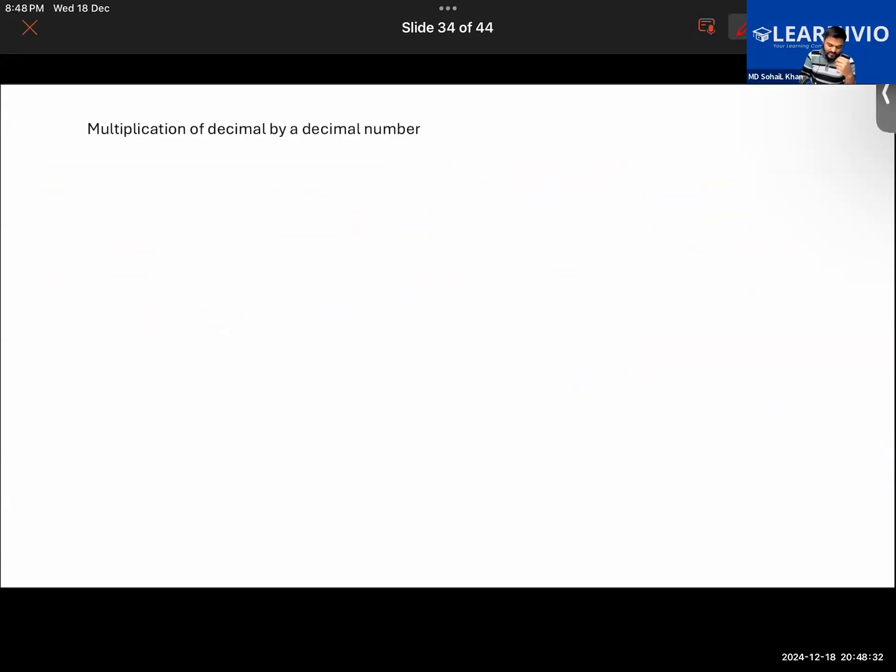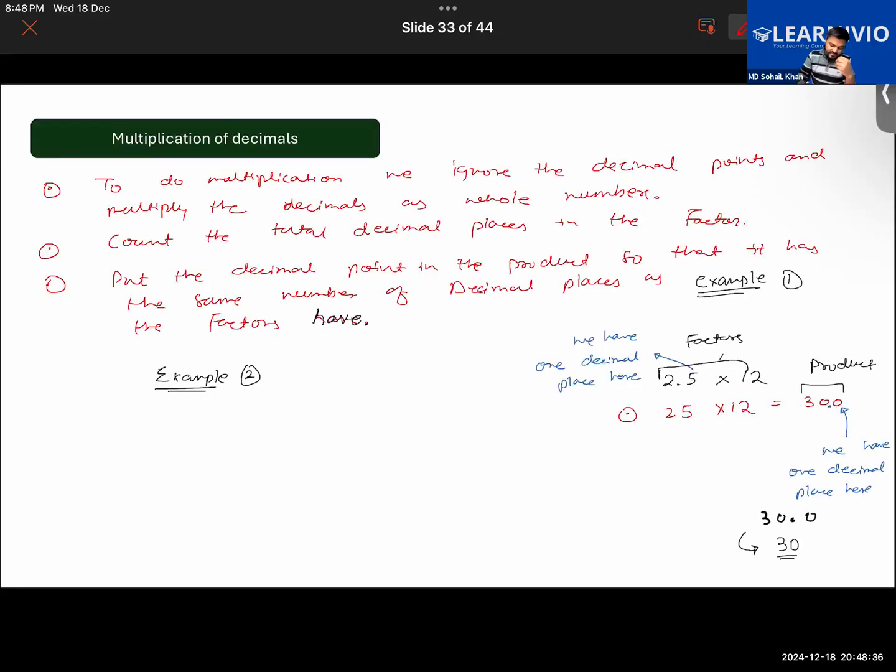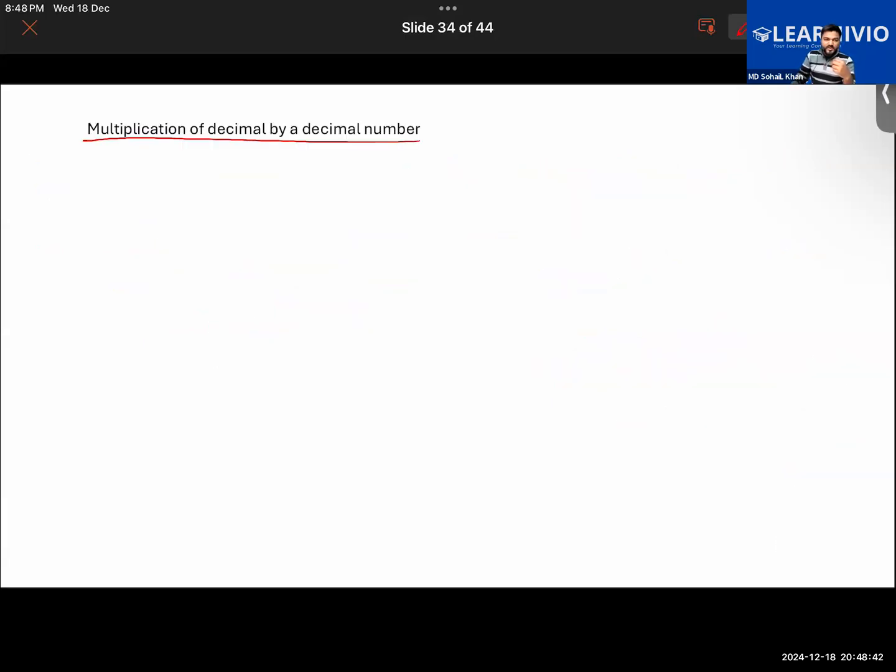Now we are going to learn about multiplication of a decimal by a decimal number. Here, this was an example of multiplication of a decimal by a whole number. For multiplication of a decimal by a decimal number, basically the same steps are followed. It is not any different. Just consider some examples. Say that you have 2.34 being multiplied by 4.6.